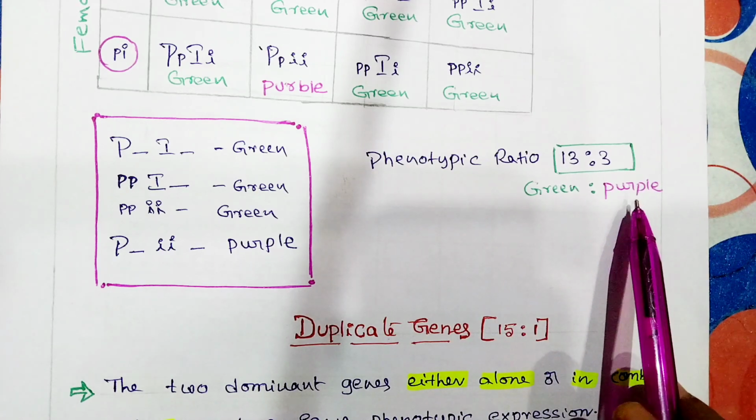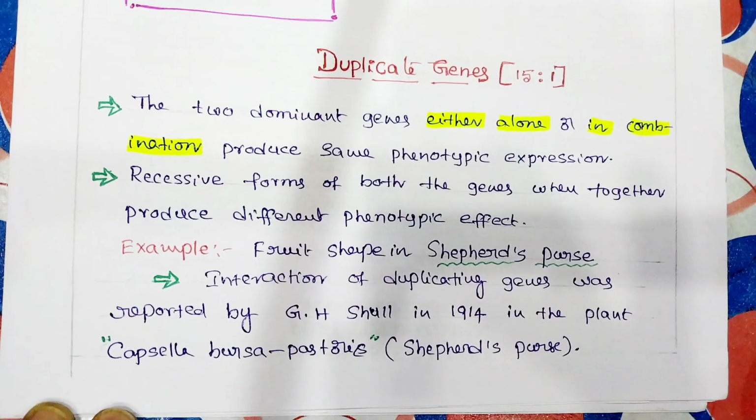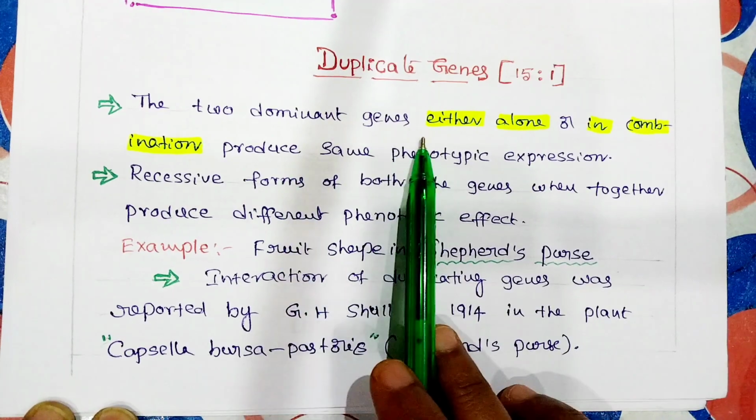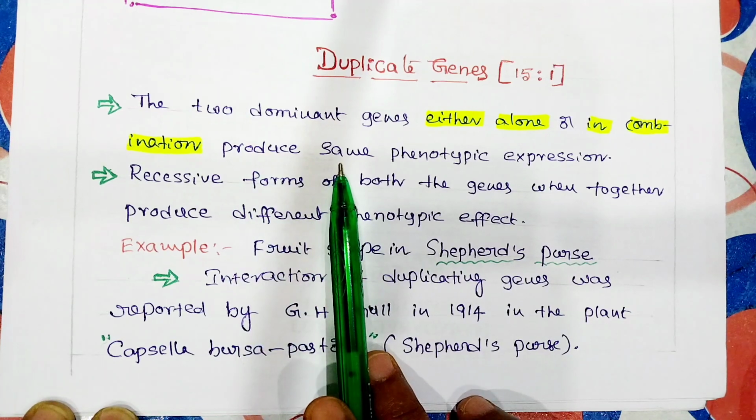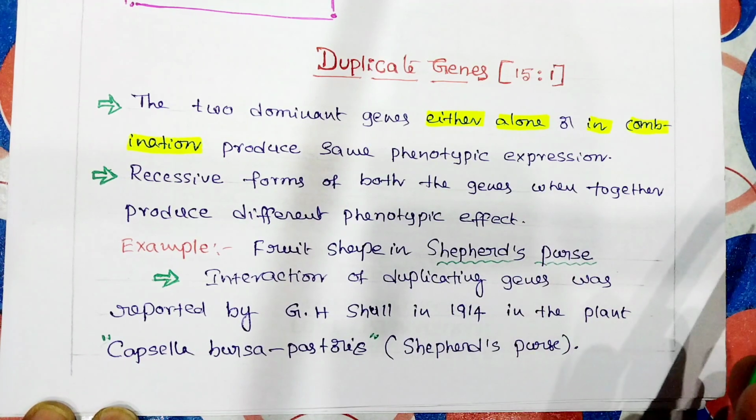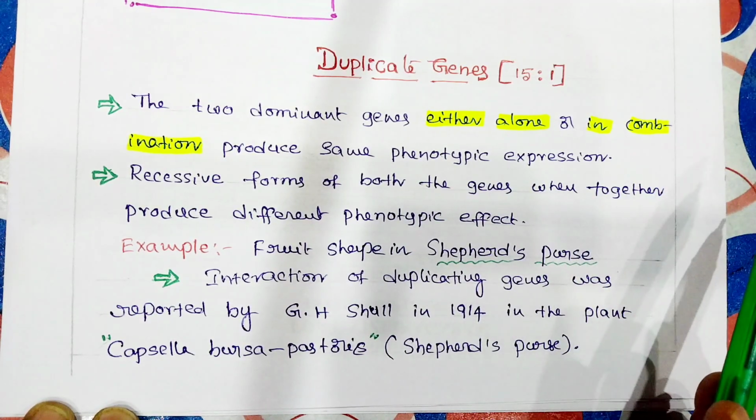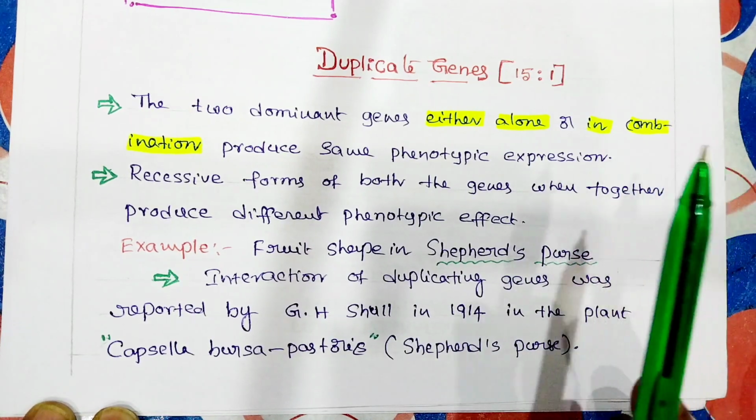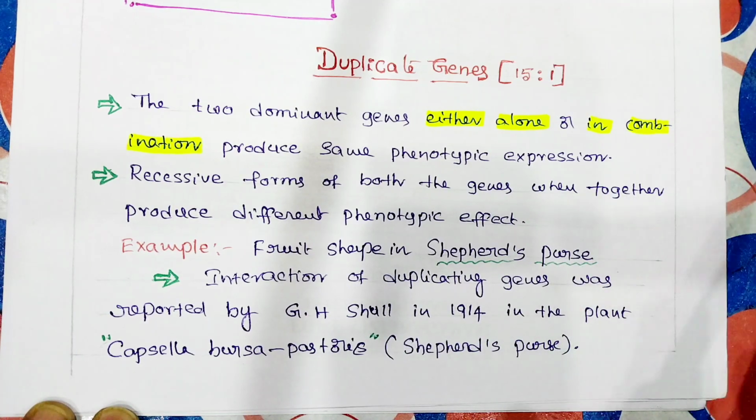Let's see the next topic, duplicate genes. Two dominant genes, either alone or in combination, produce the same phenotypic expression. For example, capital A and capital B are the two genes. Capital A and capital B produce the same phenotype, whether they are present alone or in combination.